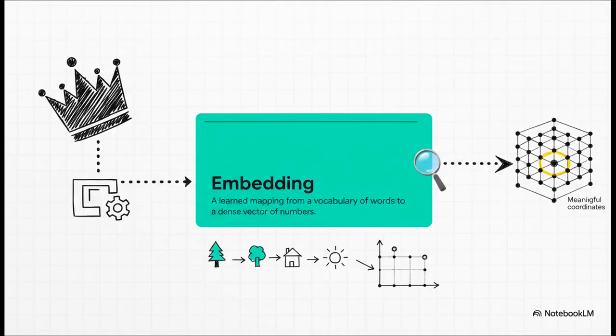Okay, so what is it? At its heart, an embedding is basically a translator. It takes a word, like king, from a vocabulary that could have hundreds of thousands of words, and it translates it into a list of numbers, what we call a vector. But here's the key. It's not a random list. It's a very specific, very meaningful set of coordinates.